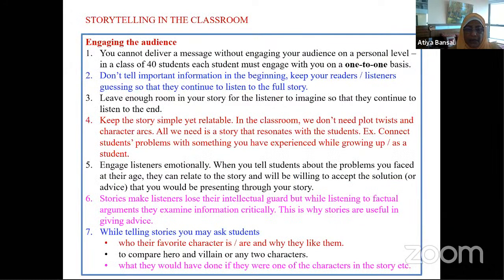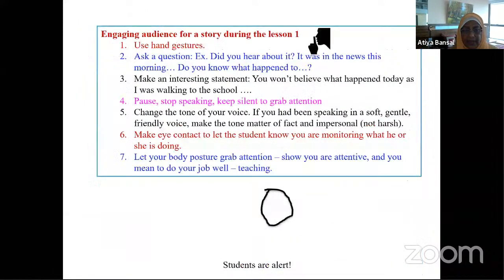But when we talk about engaging the audience, this is the advice. Now see, how do we begin? Engaging audience for a story during the lesson. What we can do is, if the class is noisy or something, say shh, and the students know you want to say something important. And if you make it a habit every time you tell them a story, they'll know now a good story is coming.